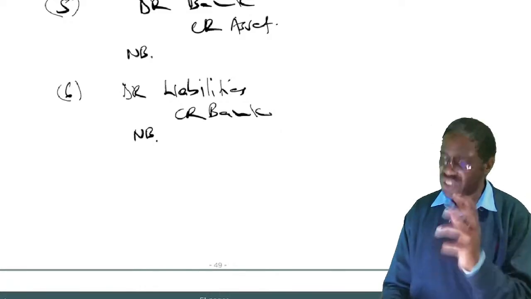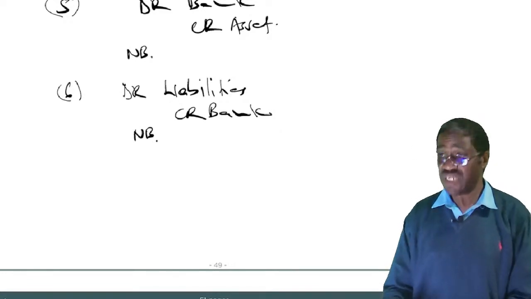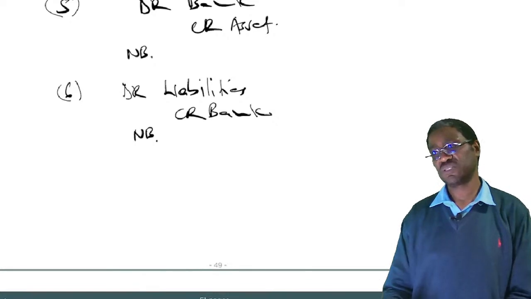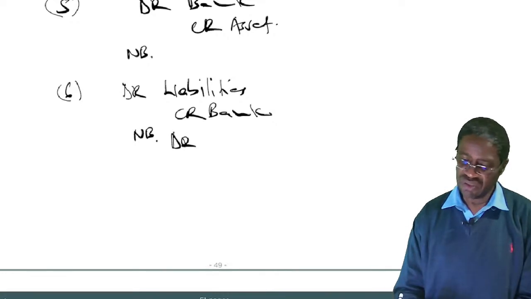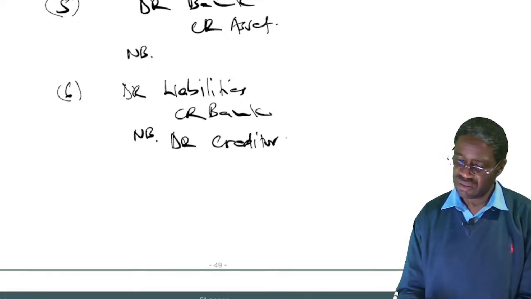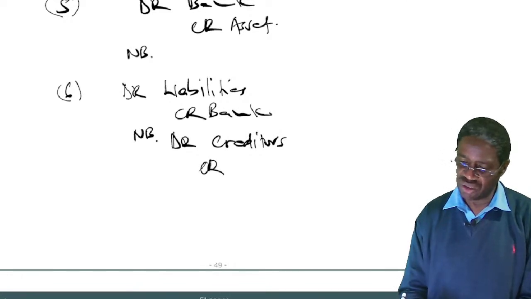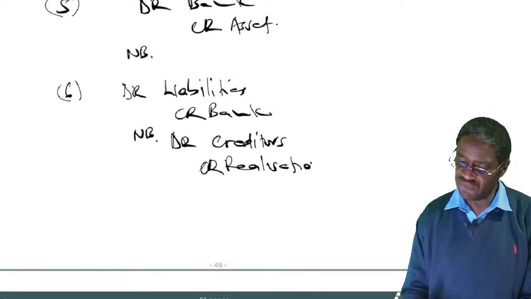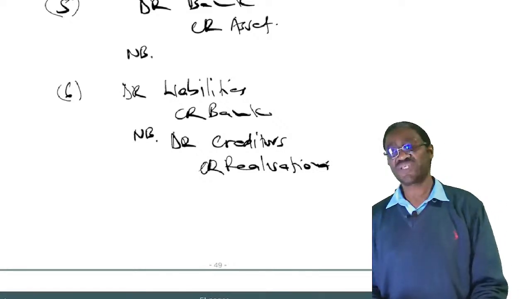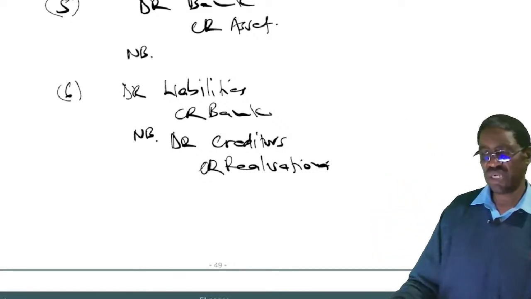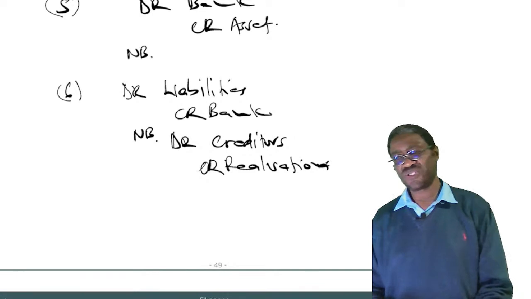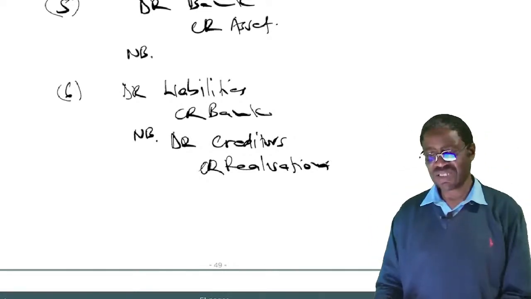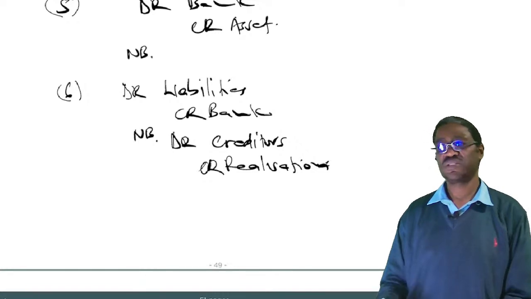With any discount received from creditors, debit creditors, credit realization. Good. That is our entry number 6.